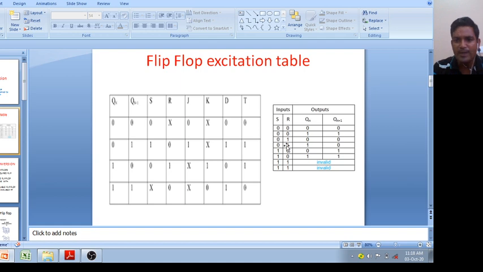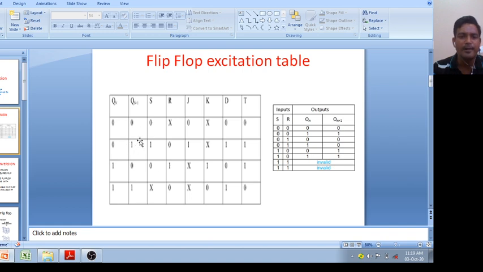0 to 1 is changing, so write down X. X is nothing but don't care. So for 0 0, SR is 0 0. Again for 0 0, SR is 0 1. So S is constant at 0, and R equal to X.